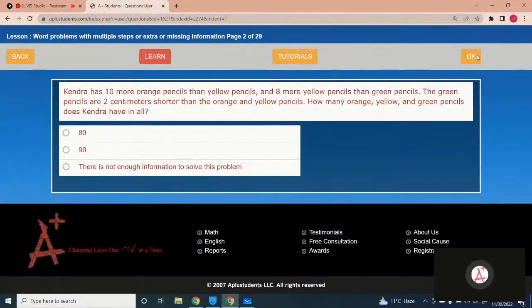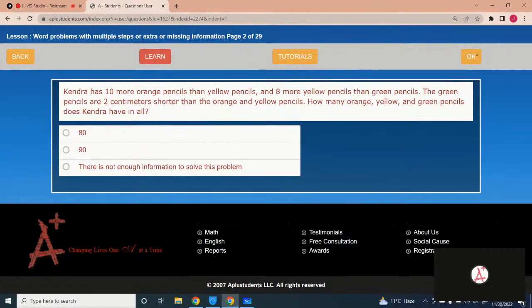Okay, the next one is Kendra has 10 more orange pencils than yellow pencils and 8 more yellow pencils than the green pencils. The green pencils are 2 centimeters shorter than the orange pencils and yellow pencils. How many orange, yellow, and green pencils does Kendra have in all?